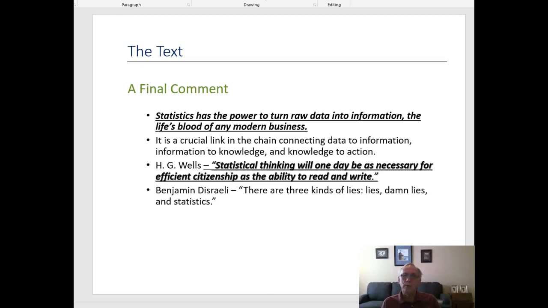Statistical thinking will one day be as necessary for efficient citizenship as the ability to read and write. Think about that. How many times during the course of the day do you use statistical data? Or do you think in statistical terms? You may not call it that, but that's what it is. Statistical information.